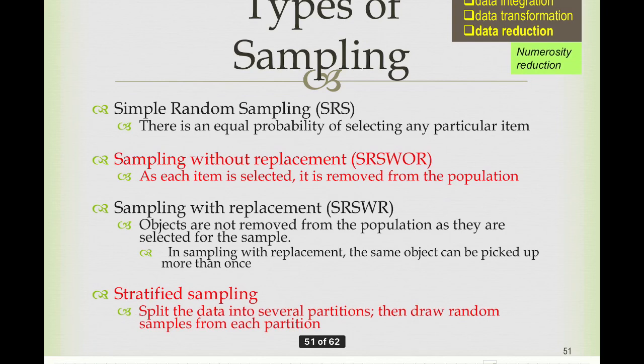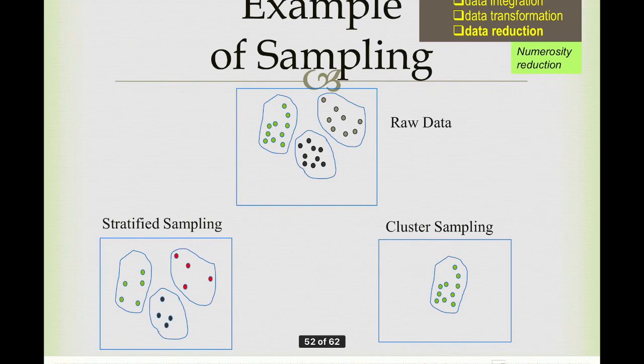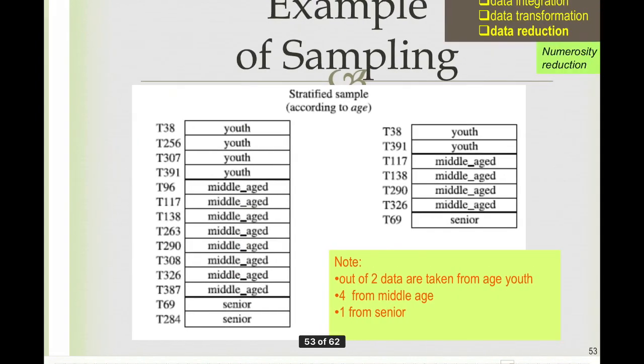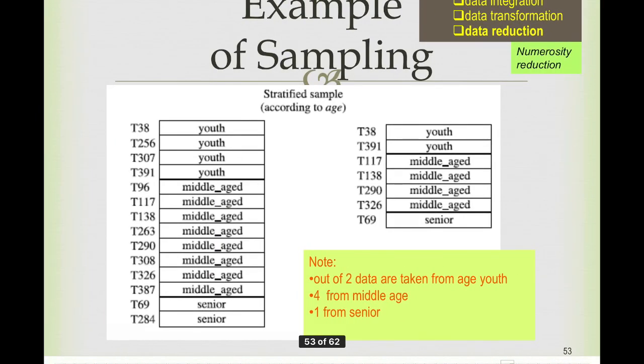So in sampling without replacement, each item is selected and it is removed from the population. In stratified sampling, we split the data into several partitions, then draw a random sample from each partition. So these are the examples of sampling. This is an example of stratified sample.